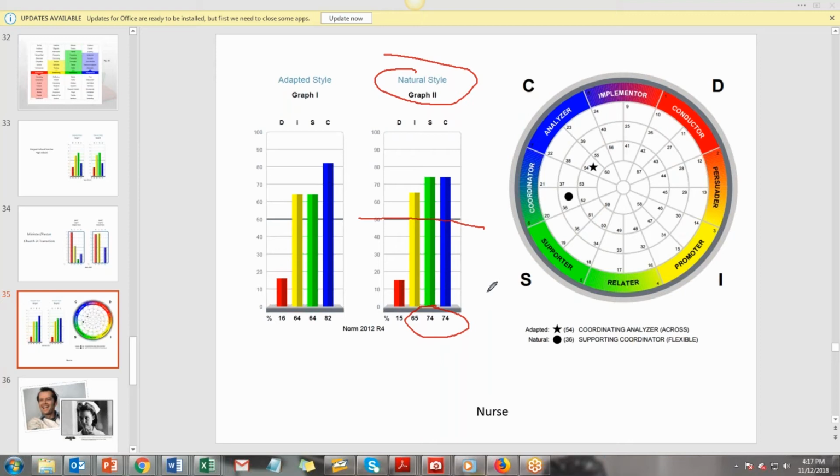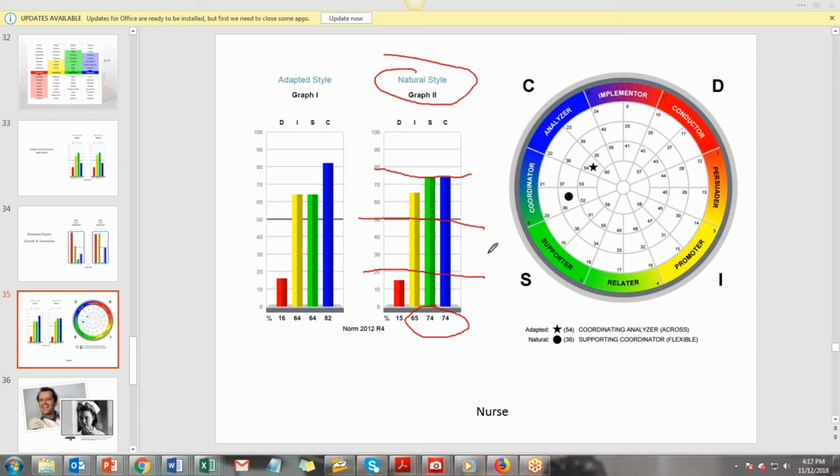Any intensity that's important to pay attention to? Anything above 80? Not above 80, but their D is below 20. But since it's a patient care nurse and not a supervisor nurse, I don't really pay that much attention to that D score.